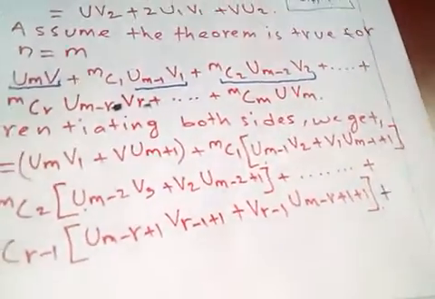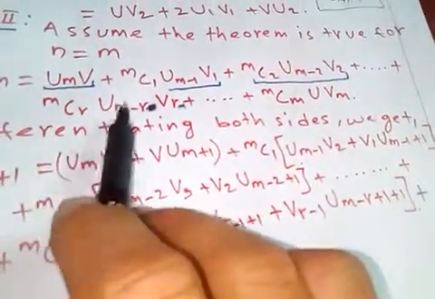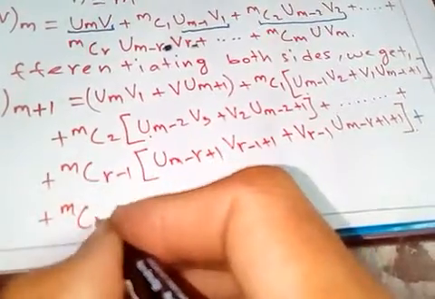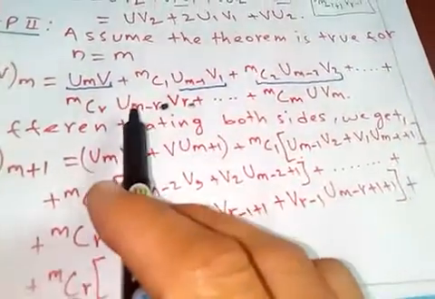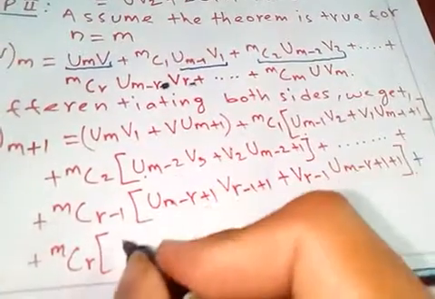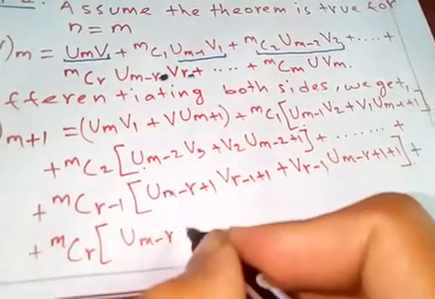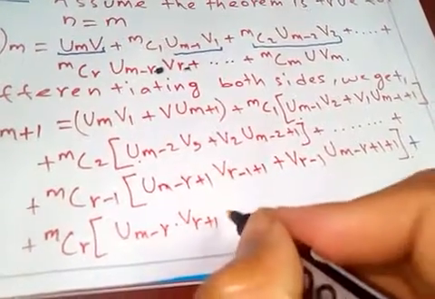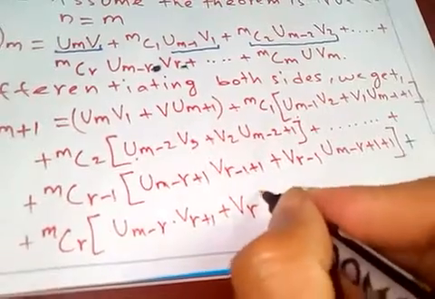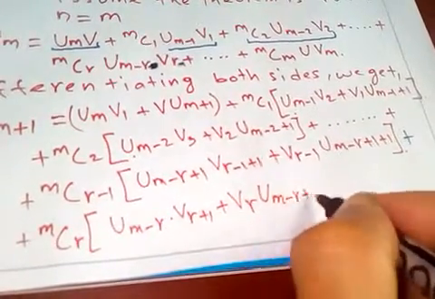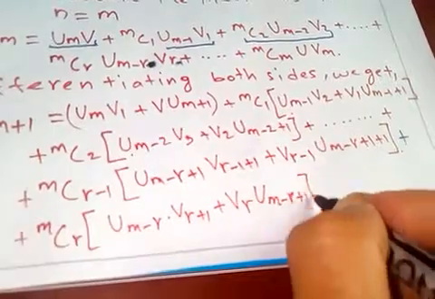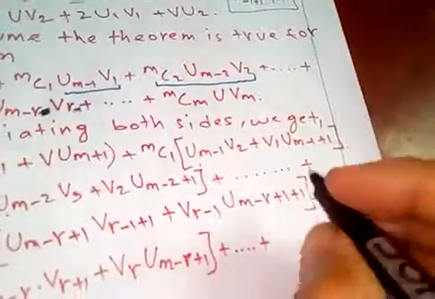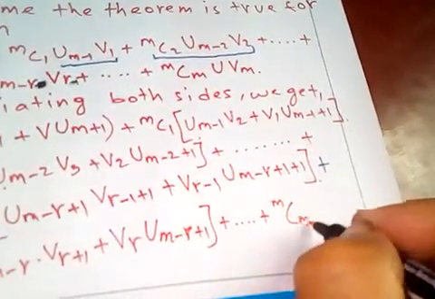Plus, now we are going to take the derivative of this one. Plus mCr, just like a constant, so we take the derivative of this one, which is first function times second function, plus second function times the derivative of the first function, plus and so on, plus the last term mCm.